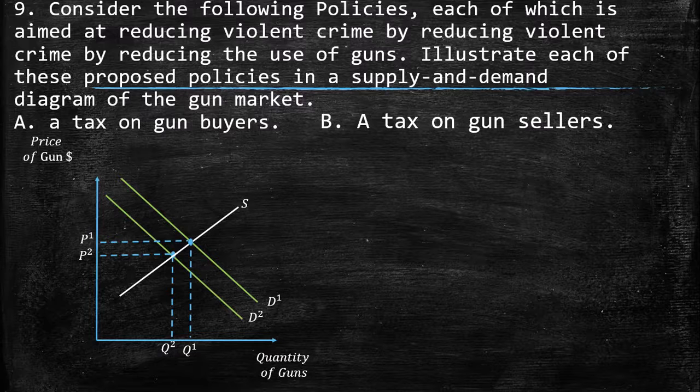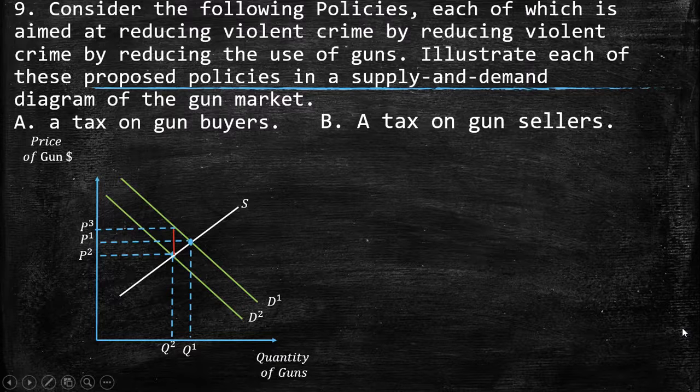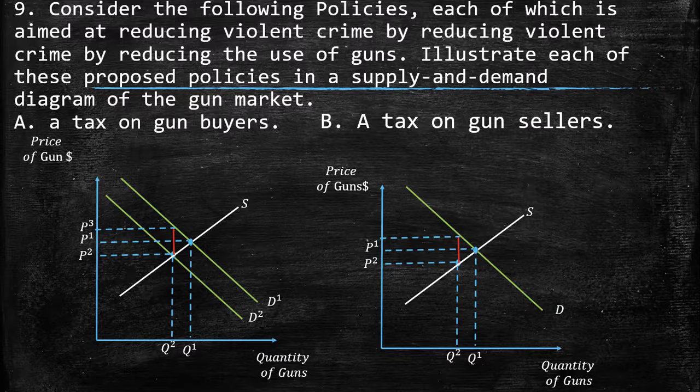So instead of paying P1, they are going to pay P3, and the suppliers, the sellers, instead of receiving P1, are going to receive P2, and the tax is going to be given by P3 minus P2. Okay, so what about the suppliers, the supply part? It's going to be a similar case. They're going to receive just P2, and the consumers have to pay P3, and the tax difference is going to be P3 minus P2.